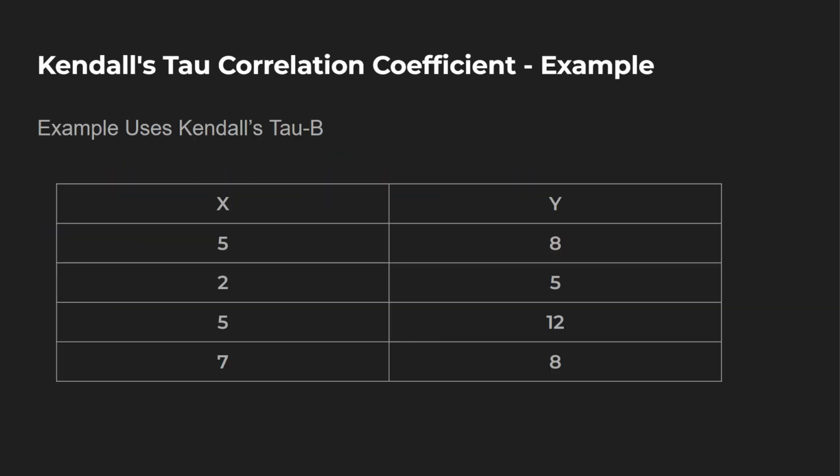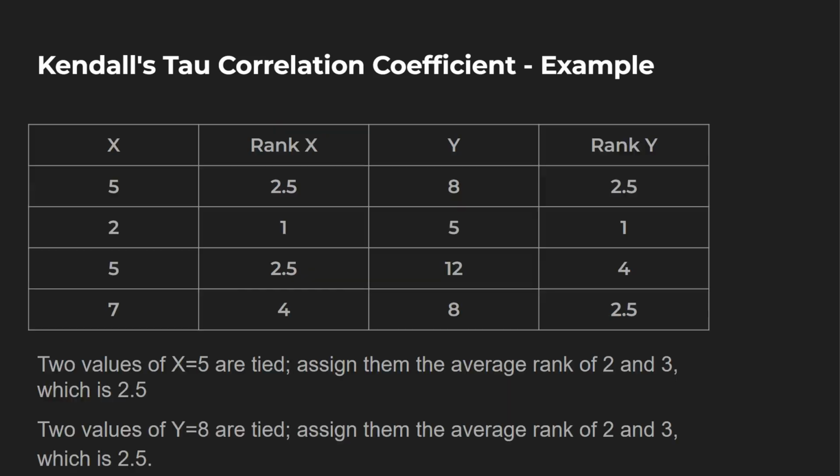So this example is going to use Tau B. We have X: 5, 8, 2, 5 and Y: 5, 12, 7, 8. So here we go. We have X and Y, right? We assign the ranks. Since we have two 5s over here, we assign the rank of 2.5. And then since we have two 8s on the other side, we assign the rank of 2.5. And here's the reason why. We would rank these 2 and 3, and then we divide it by 2. So 2 plus 3 is 5, divided by 2, 2.5. And we do that for both sides, right? Because they'd be both ranks 2 and 3.